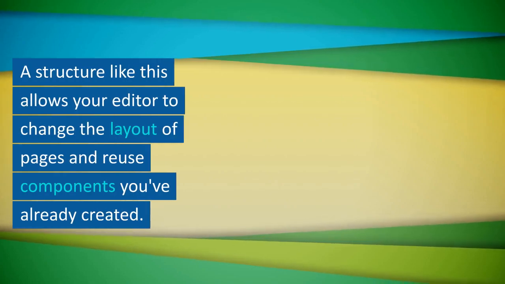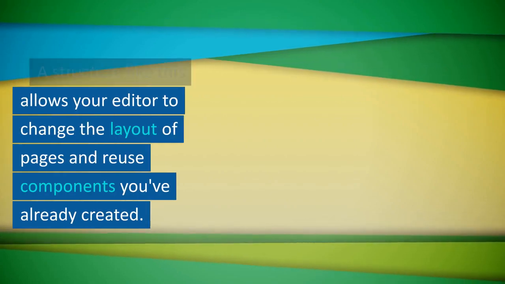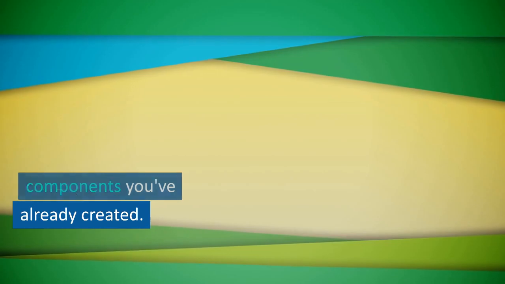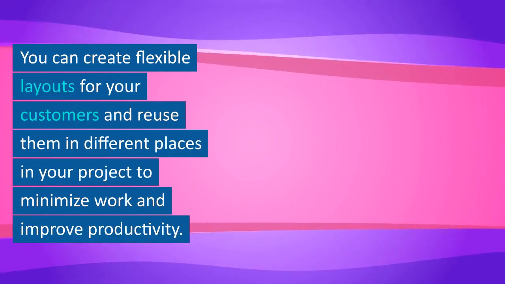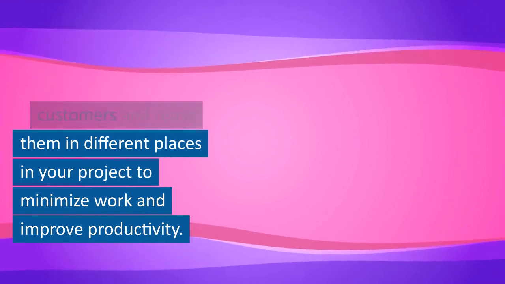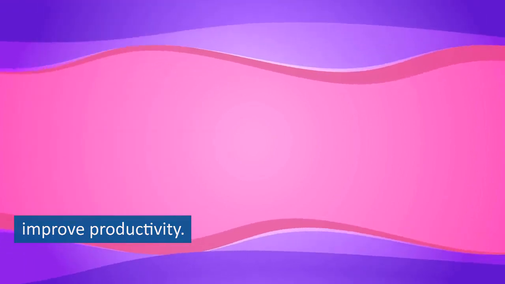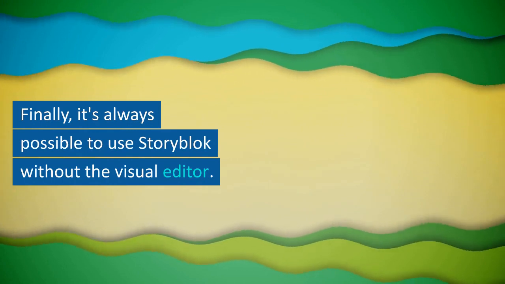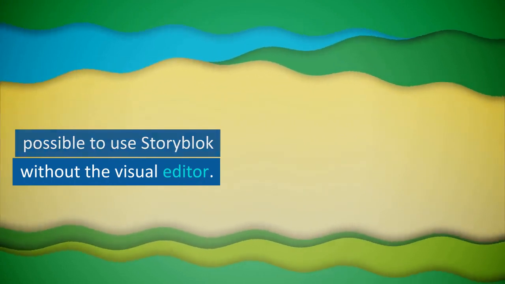A structure like this allows your editor to change the layout of pages and reuse components you've already created. You can create flexible layouts for your customers and reuse them in different places in your project to minimize work and improve productivity. Finally, it's always possible to use StoryBlok without the visual editor.